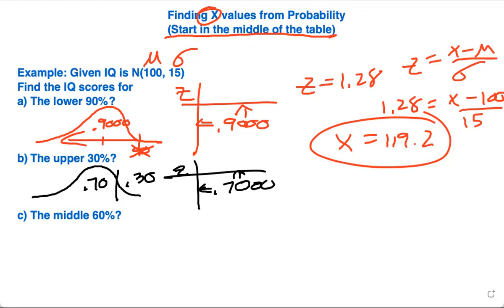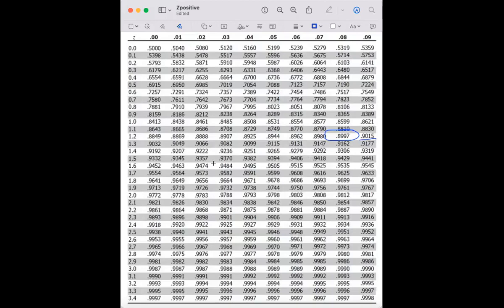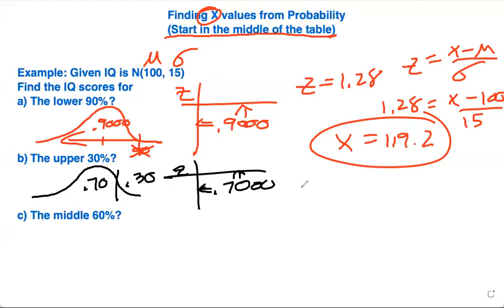So 0.7000. Let's see what we find here. Which one's closer? Which one's it? Looks like it's that one. Okay. 0.6985. That's 15 away. That's 19 away. Yep, that's it. So 0.52. 0.52 is the z-score. I'm 0.52 standard deviations above the mean. My z-score is 0.52. So here we go.